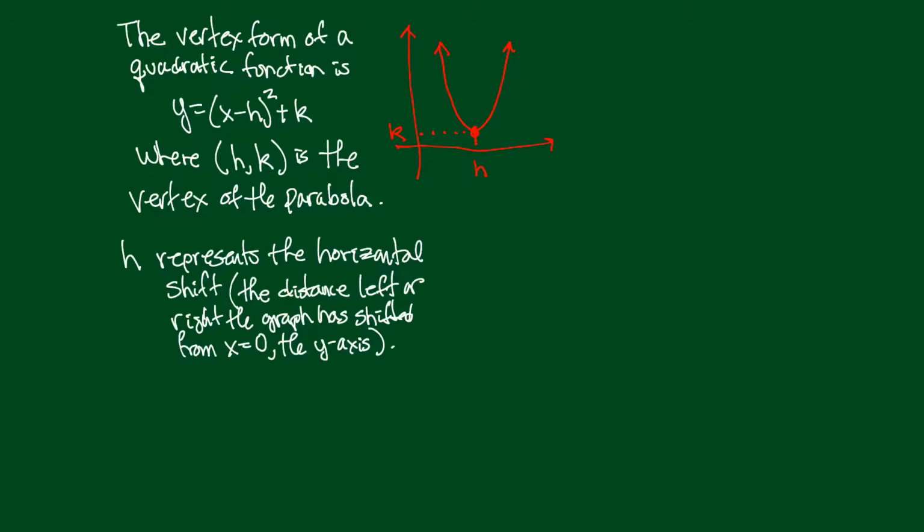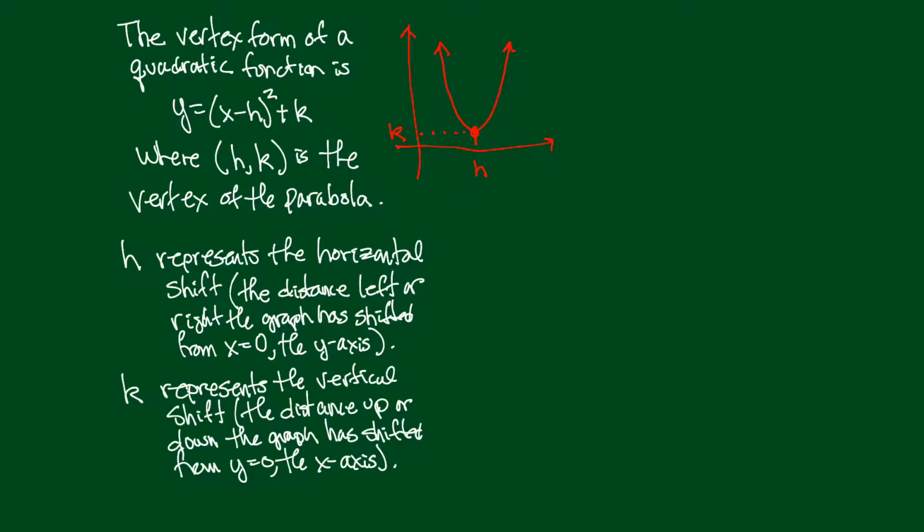Now this number h here, that represents the horizontal shift. That is the distance left to right. The graph has shifted from x equals 0, or the y-axis. So in this case right here, we're shifting h units to the right. That's why you see the minus here.